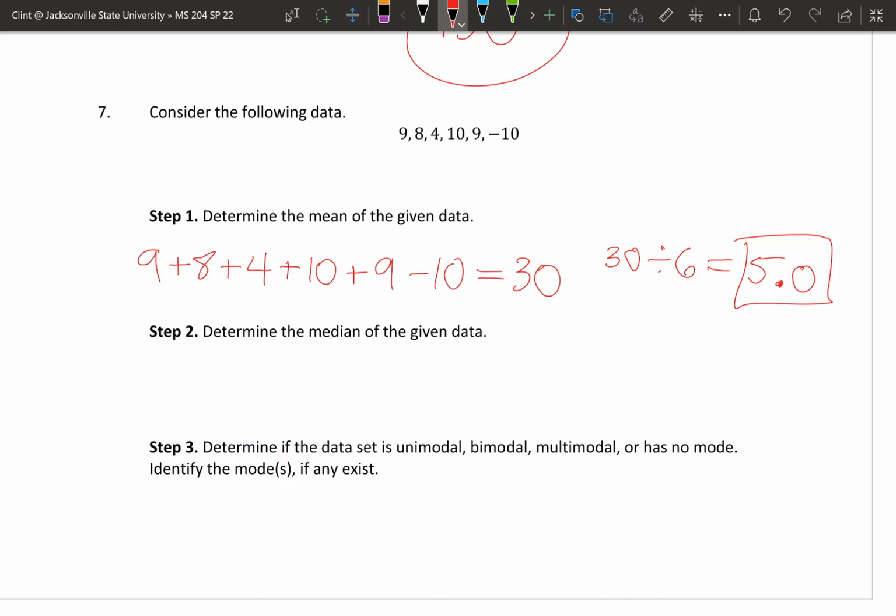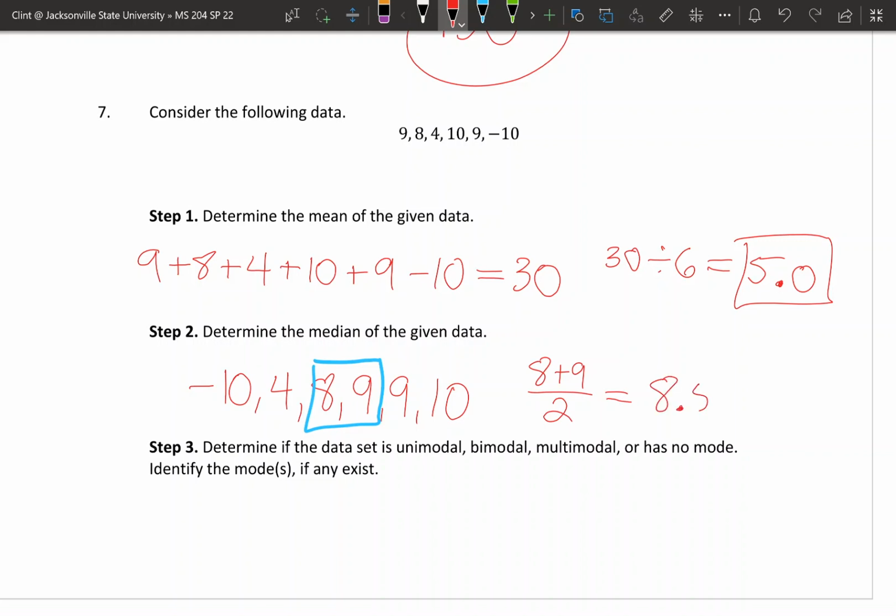For the median, we want the middle number. The big thing to remember is we want to put our data in order. So I'm going to do least to greatest. So let's see, -10, and then 4, and then 8, and then 9, 9, 10. And in this case, we've got 2 numbers in the middle, 8 and 9. So if we had that situation, we add the 2 middle numbers together and divide by 2. So then we'll get 8.5. If you just have one number in the middle, that's the median.